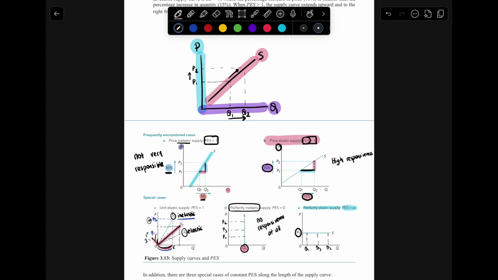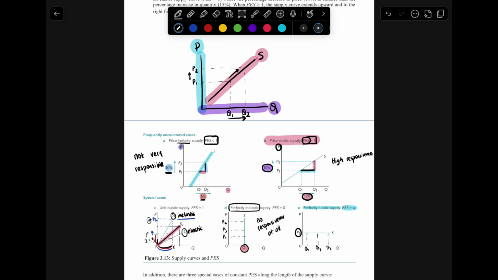So this means that there's no responsiveness at all, because even though the prices change, the quantity supplied stays always the same. So it's perfectly inelastic. So it's perfectly not flexible. So now let's look at the perfectly elastic supply graph.